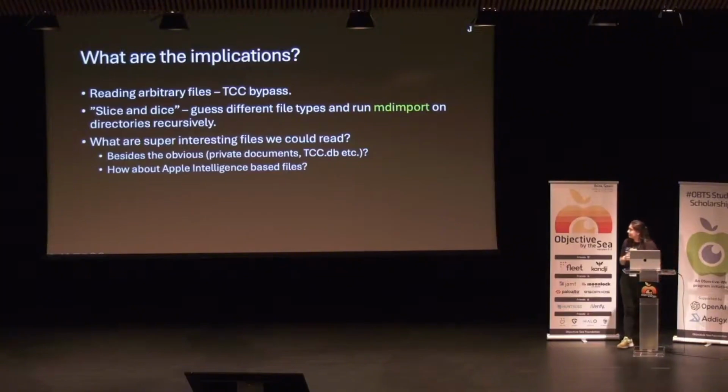Now, what are the implications? Basically, we can read arbitrary files, which is pretty cool, because you're not supposed to be able to do that. And if you're an attacker, you can come with a slice and dice approach. Oh, by the way, I did not mention, but you cannot mention the UTI type public.content. You can only mention the leaves. It does not work if you try to go for the root of the UTI. Otherwise, we could just do everything, of course. But still, you can do a slice and dice.